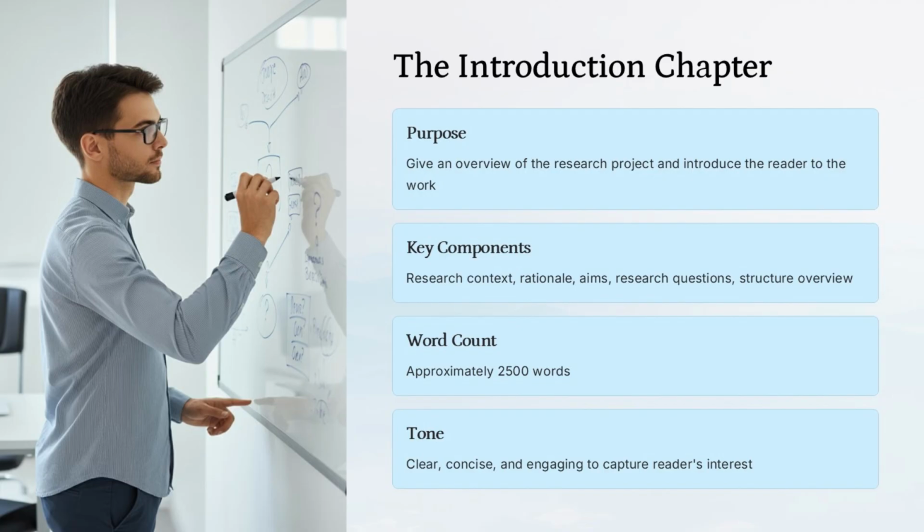The introduction chapter is a crucial part of the research project, as it sets the stage for the entire work. Its purpose is to give the reader an overview of the research, introduce them to the project, and outline the key components. The introduction typically includes the research context, rationale, aims, research questions, and a structure overview. It should be written in a clear, concise, and engaging tone to capture the reader's interest. The recommended word count for the introduction is around 2,500 words. This sets the right expectations for the reader and prepares them for the rest of the research paper.